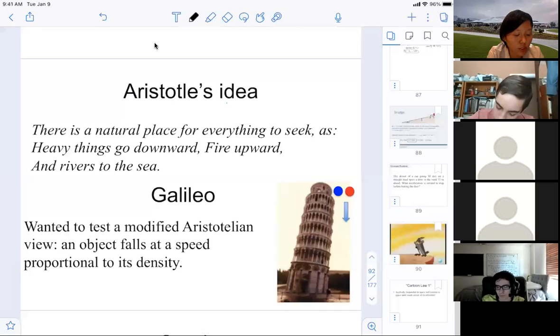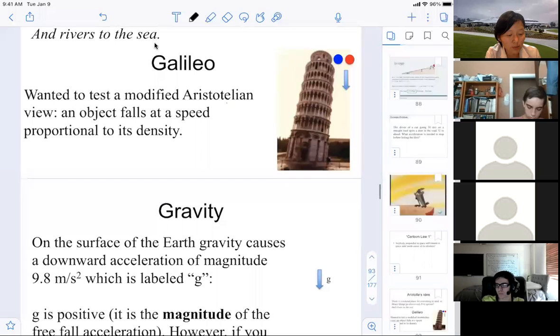Very much to his surprise, they do have a slight difference, but the difference is not big enough to justify the difference in their weight and density. So Galileo wanted to test the modified idea that maybe the speed is proportional to density, and density could be related to the weight of the object as well. But the result really surprised him. They differed by a small amount, and that amount could be caused by the difference in air resistance. So it cannot be justified by using the idea of different density to explain it.